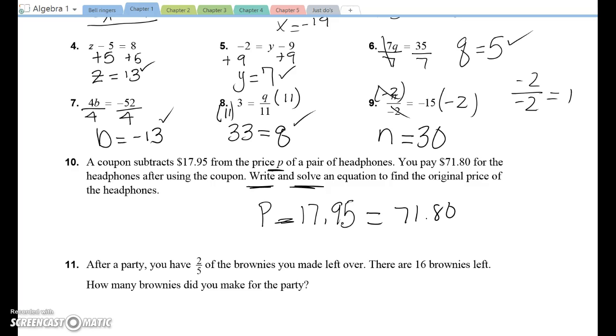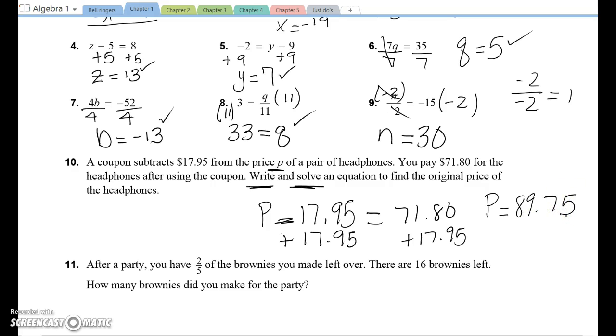As before, I have P minus $17.95, so that simply means I'm going to add it, which makes sense, because the price I paid was the discounted price. I want to know the total price, so I need to tack on that $17.95. So let's do that math. $71.80 plus $17.95. And that gives me, my total price was $89.75.